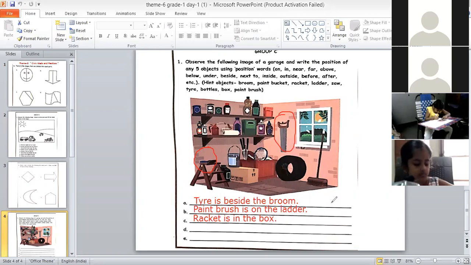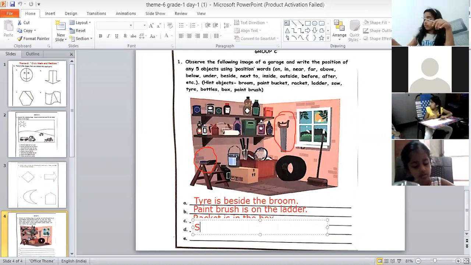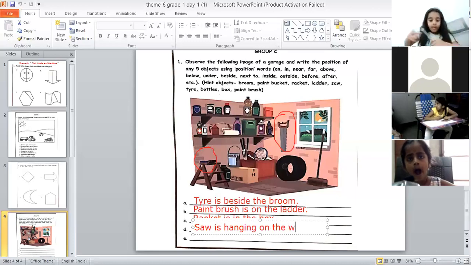Yes, Tarini. Miss, you write the sentence and I will tell you. Okay, fine. But you need to wait for your turn. Okay? Yes, children. So we'll write the next statement. Saw is hanging on the wall.